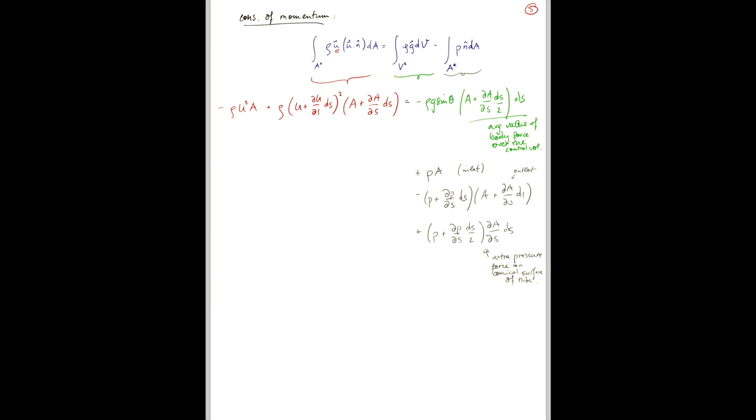So what you'll see here is that for the pressure almost all terms cancel apart from this product of dp/ds ds times A. The pA here cancels with that. This second multiplication cancels with that. This is small, and this cancels with the one up here. So we are left with just minus A dp/ds times ds.